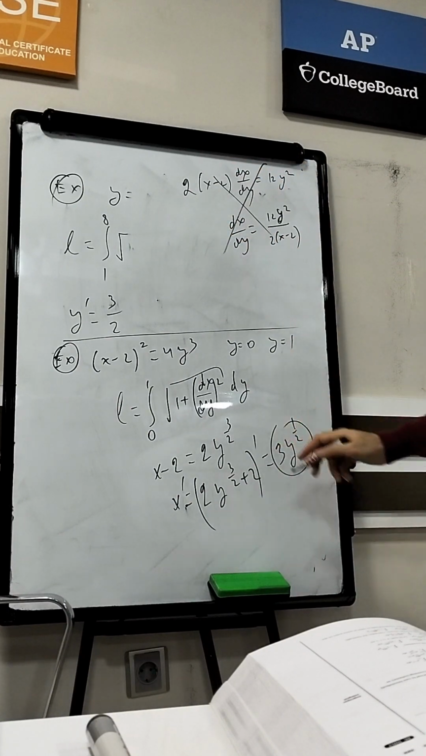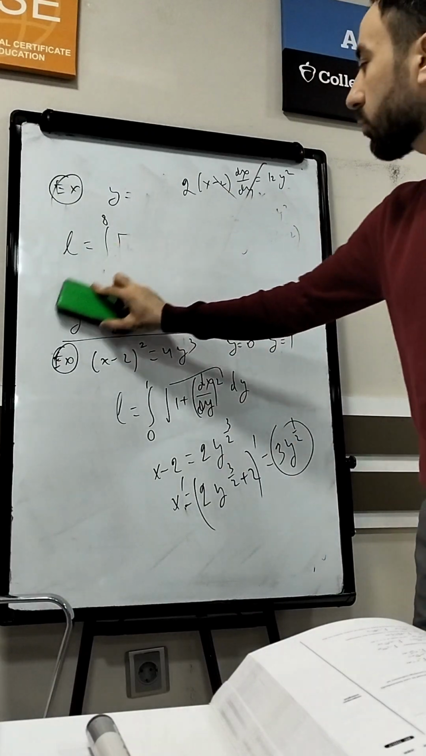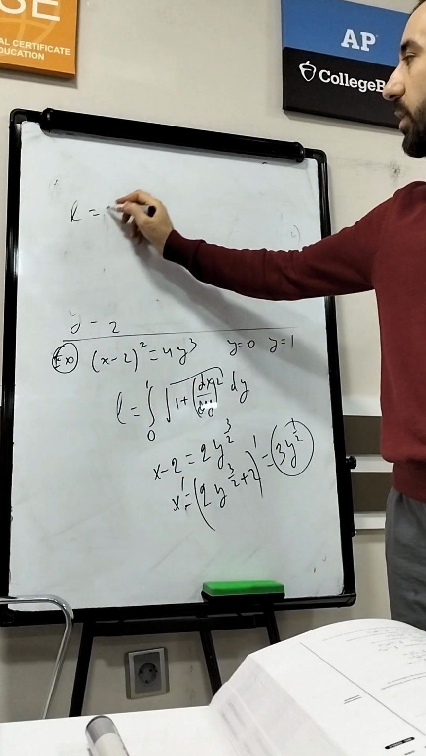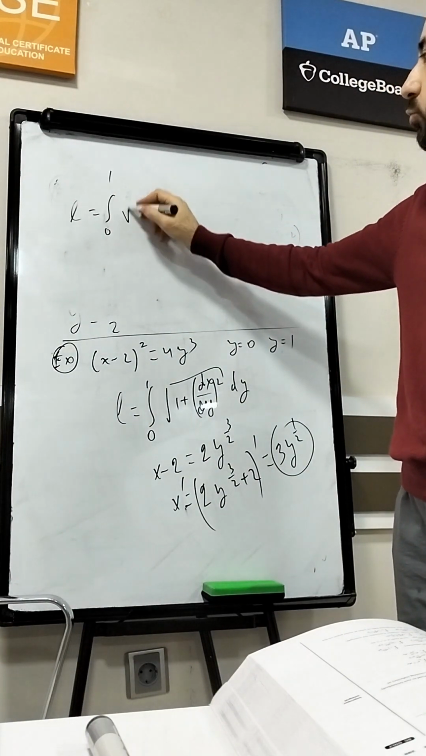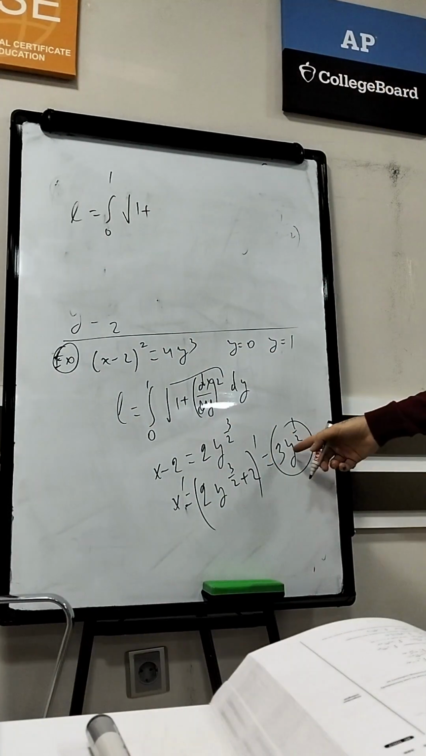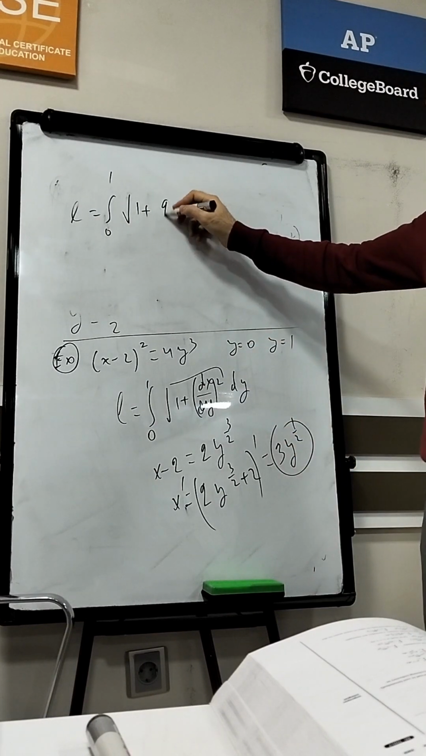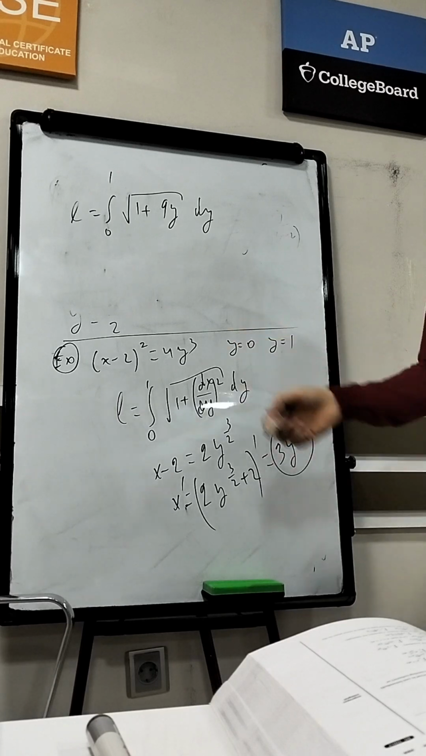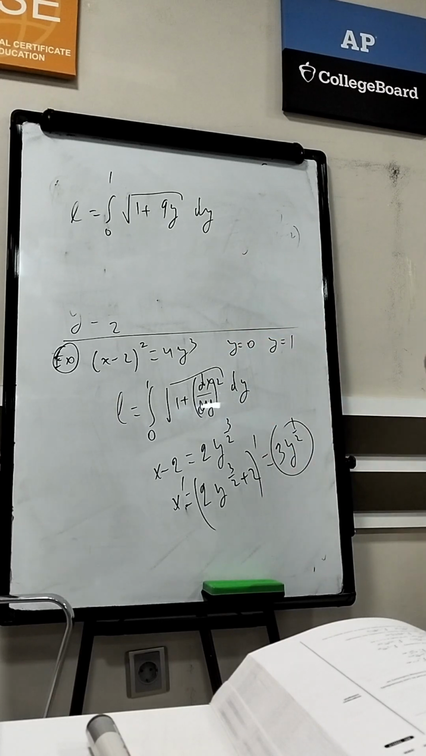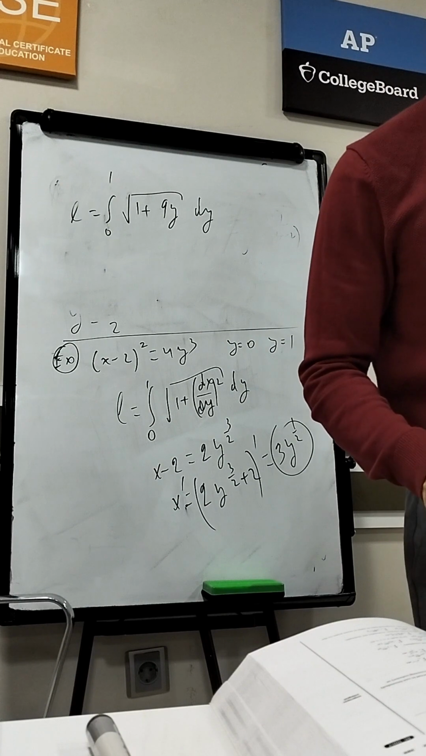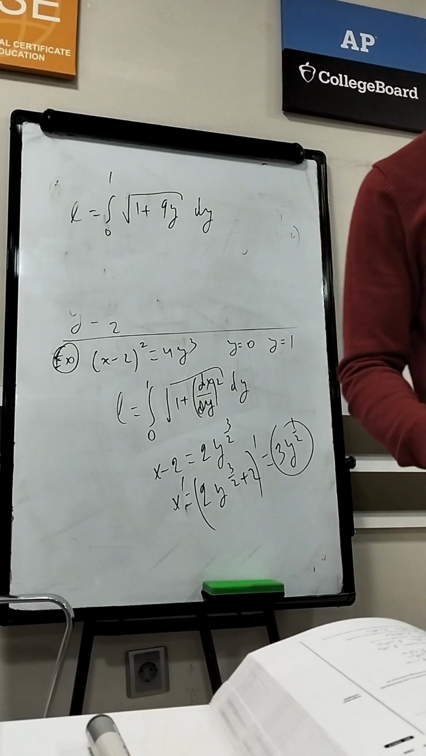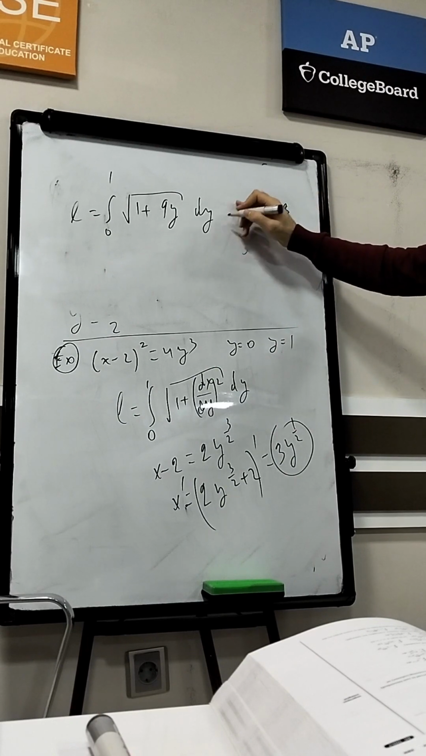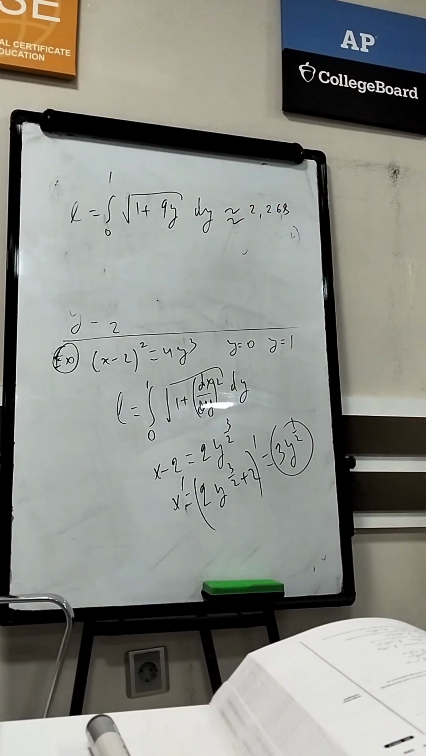This is the derivative, and then the length of curve. I will write it here. Length of curve will be integration from 0 to 1 of root 1 plus the square of this one, which is 9y, dy. Am I right? Yes. That's it. Use your calculator. Do it, please. The result should be 2.268. Approximately the length of the curve.